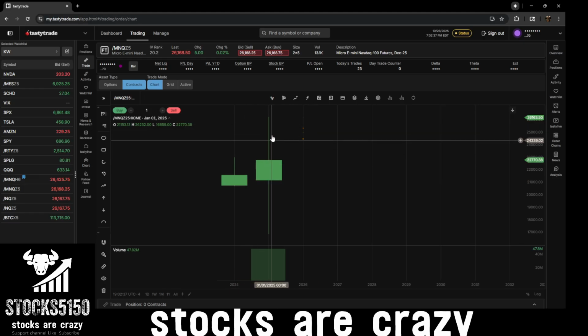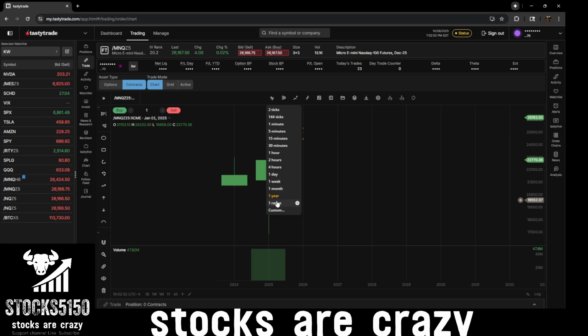Just gonna stick with candlesticks. I got this set on the 1 year. You can set this aggregation to whatever you want. You can select the time frames. You got as low as 2 ticks, that's really quick for scalpers. 144, 1 minute, 5 minute, 15, 30, 1 hour, 4 hour, 2 hour, 1 week, 1 month, 1 year, and then you can set a range or you can do it custom. We're gonna put it on a 1 month.